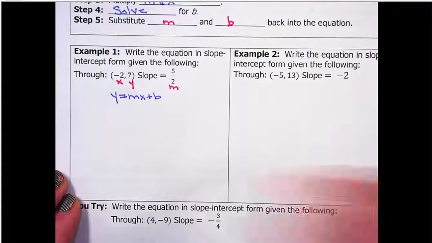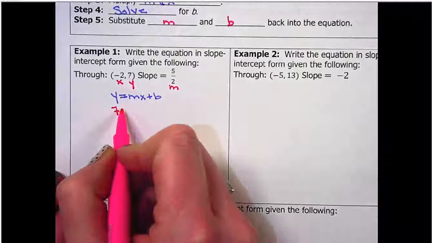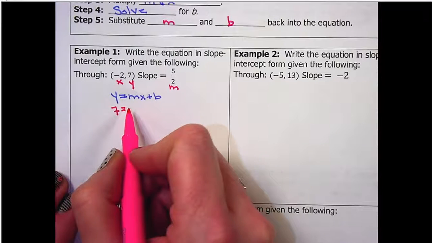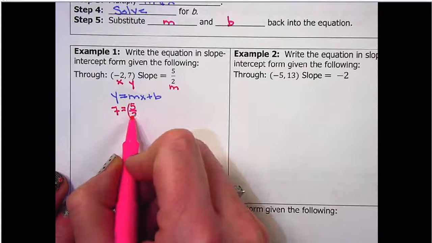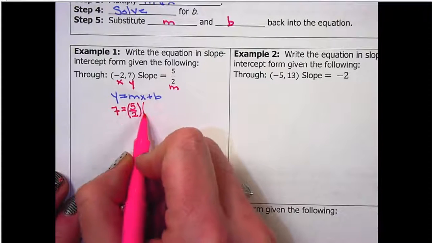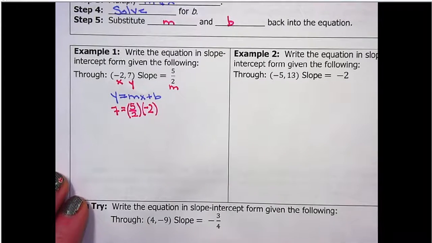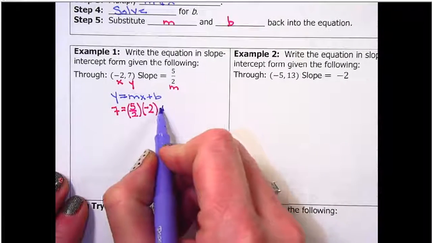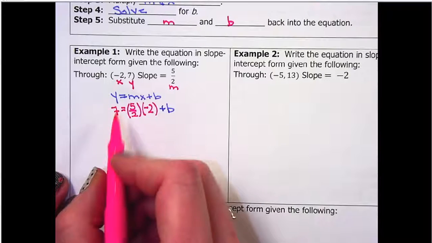So the first substitution, I need to replace y with 7. My equal sign is still there. M will be replaced with 5/2. X will be replaced with -2. And then our only unknown is b, which will allow me to solve for b. Remember, my puzzle pieces are m and b. I already have m. I need to solve for b and find out what b is.